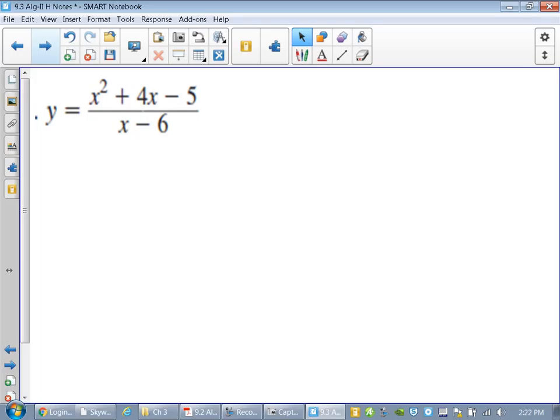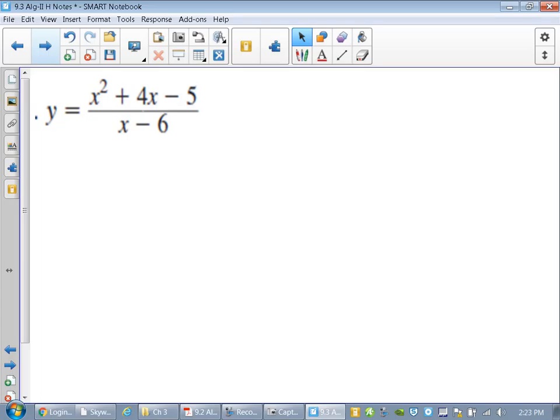Anyway, so let's look at this one. What I want to do with the first couple examples is just walk you through how you're able to find all the critical information from the given expressions. So we have y equals x squared plus 4x minus 5 all over x minus 6. I'm going to start with step 1, find your x-intercepts. Your x-intercepts are always going to be the zeros of the numerator. So in the numerator, I just need to factor. What times what is negative 5 and adds together to get positive 4?